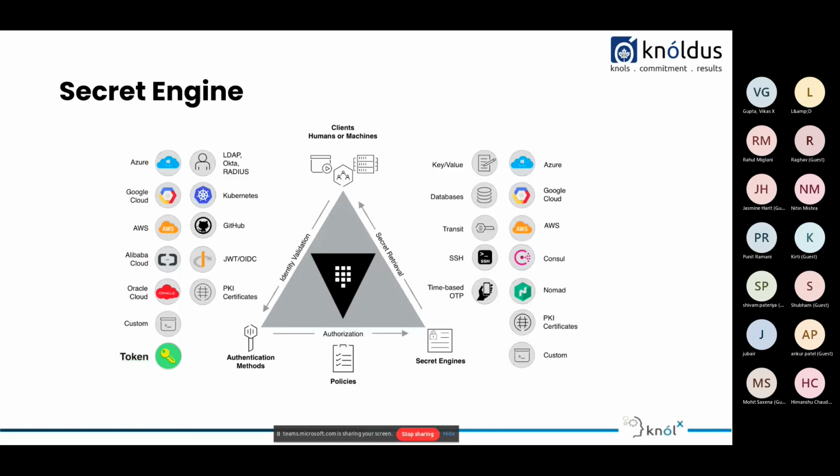Secret engines basically provide a mechanism to interact with a particular backend. Let's say you are using AWS, right? You have access keys and secret keys. Whenever you have to authenticate a new user, you have to go to the AWS console, create secrets, attach the roles, attach the policies, and then give those secrets back. But if you are using Vault, then you don't have to take care of that.